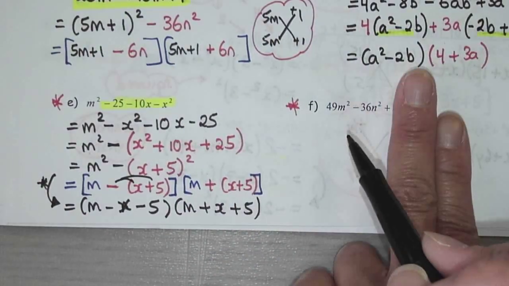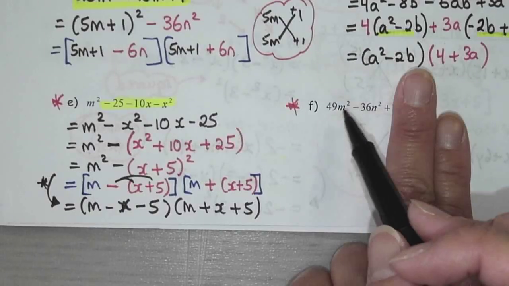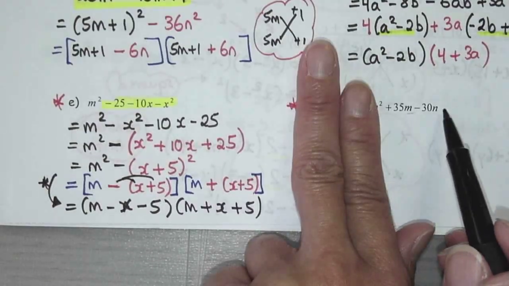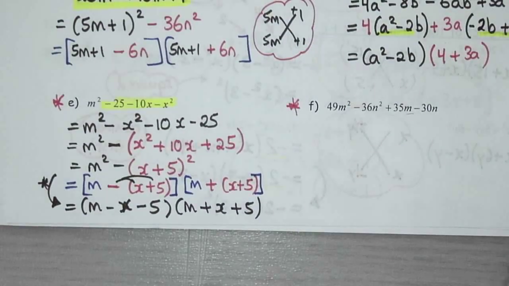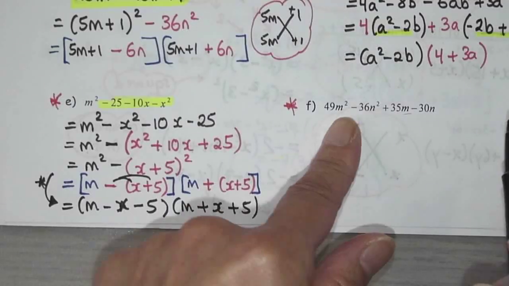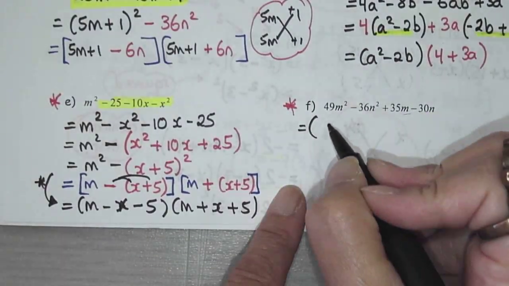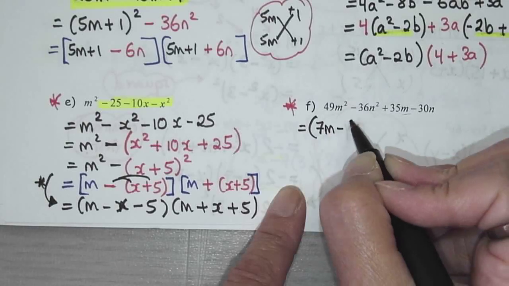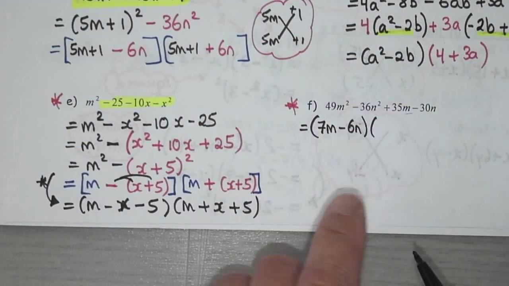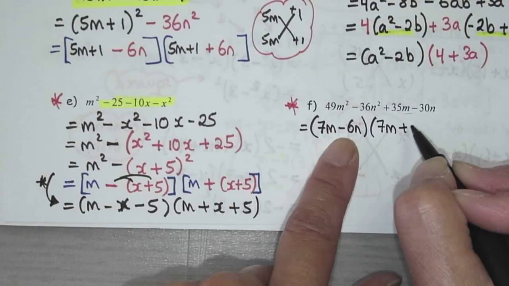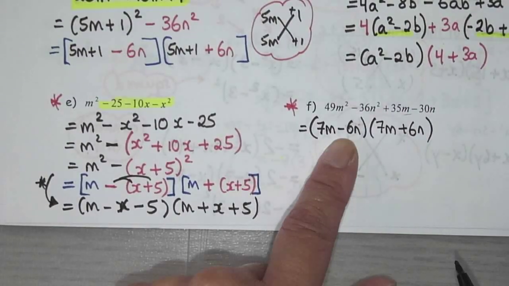Now wait, if I did a difference of squares, what would I get out of that? What would the coefficients become? 7 and 6. Am I going to get a 7 and 6 out of here? Oh, happy day. I can finally use my difference of squares. Okay, so then let's try this. I'm not going to try the other 2 by 2 or 3 by 1 because I want to try this first. So let's go. So this becomes 7m minus 6n times 7m plus 6n. Is that okay?